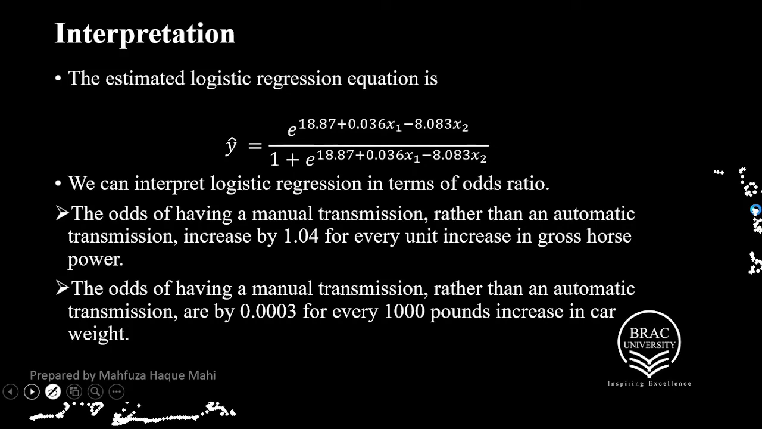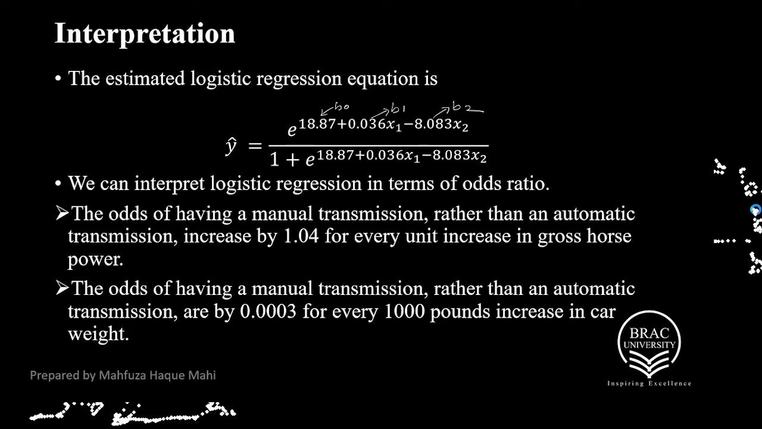So the estimated logistic regression equation is y hat equals e to the power 18.87 plus 0.036x1 minus 8.083x2. This is the value of B0, this is the value of B1, and this is the value of B2. And in the denominator, we have 1 plus e to the power 18.87 plus 0.036x1 minus 8.083x2. Now we can interpret the logistic regression model in terms of odds ratio.